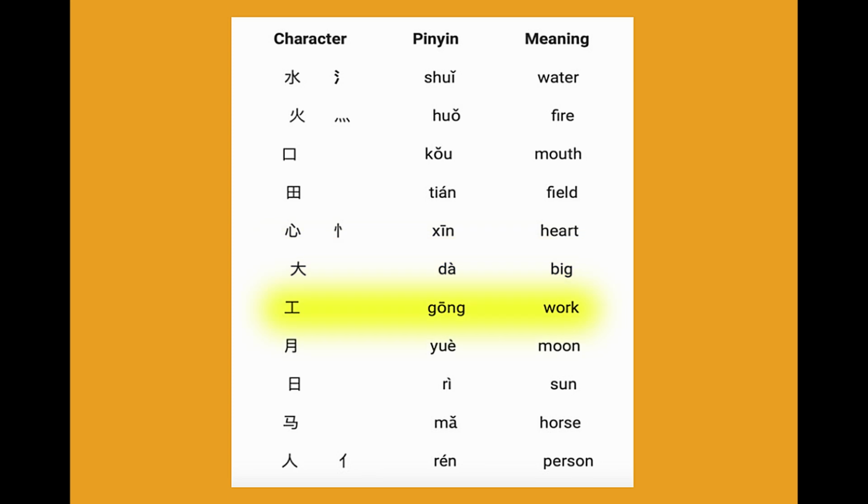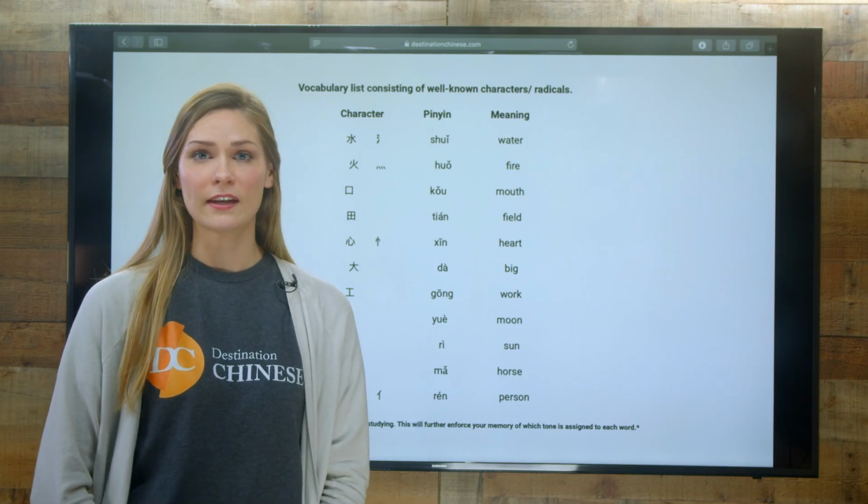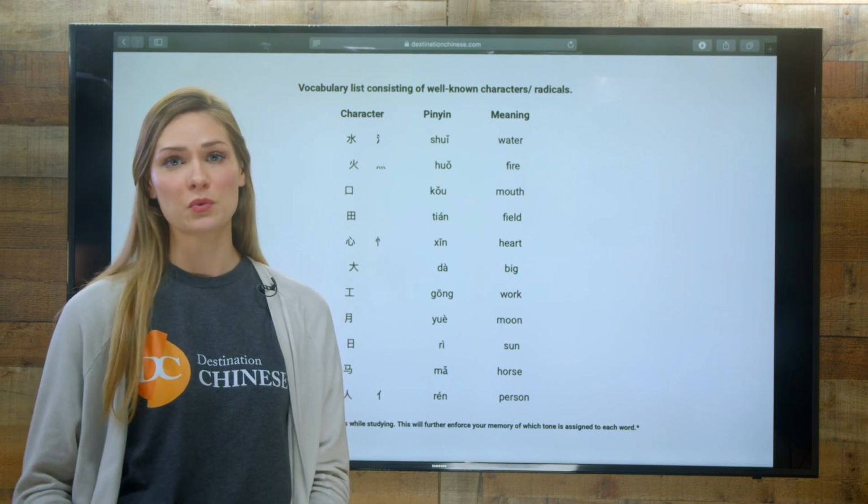gong, work, yue, moon, 日, sun, 马, horse, 人, person. So I suggest over-exaggerating your tones while studying. This will further enhance your memory of which tone is assigned to each word.